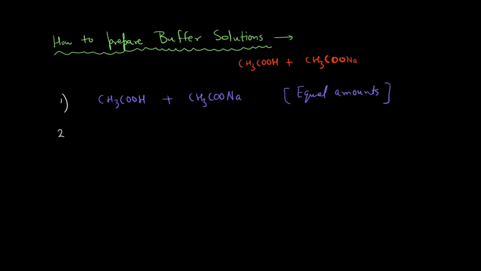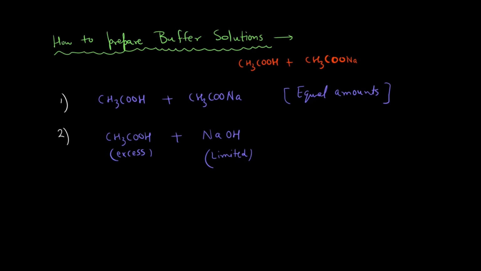Secondly, how can I prepare it? I can take acetic acid in excess, and mix it with a limited amount of sodium hydroxide. What will happen? Because my acetic acid is in excess, it will react with sodium hydroxide and sodium acetate will be formed. So there will be some sodium acetate and some acetic acid. That will form our buffer again.